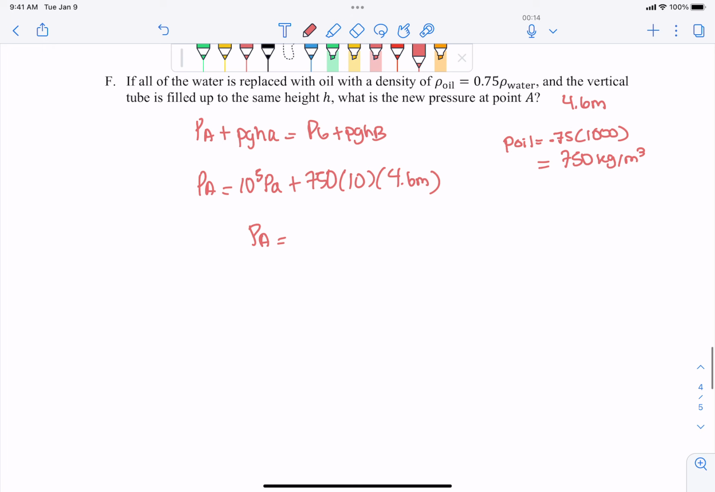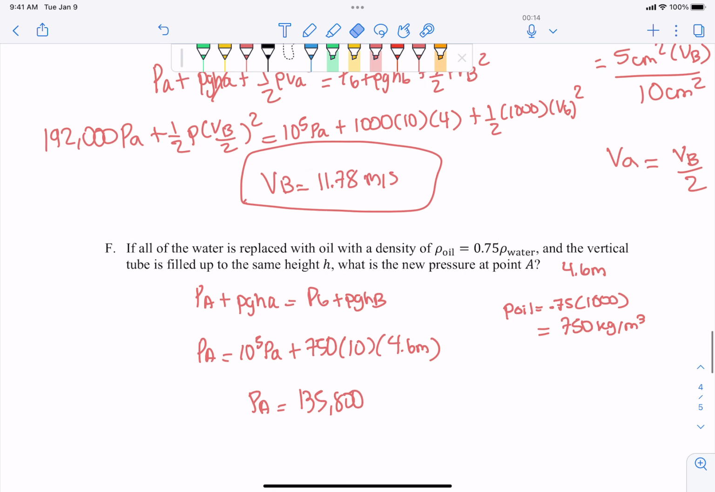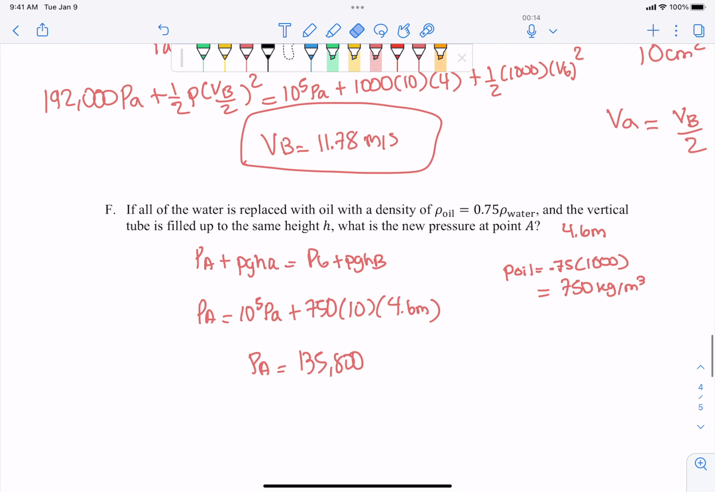134,500. I got closer to 135,800, but let me check my answer real quick. But I mean, shouldn't be a big deal. I don't think so. 750 times 10 times 4.6. Yeah, I don't know how I got that. Maybe I had rounded something in the past or whatever. I don't know. But yeah, 134,500 pascals is right.